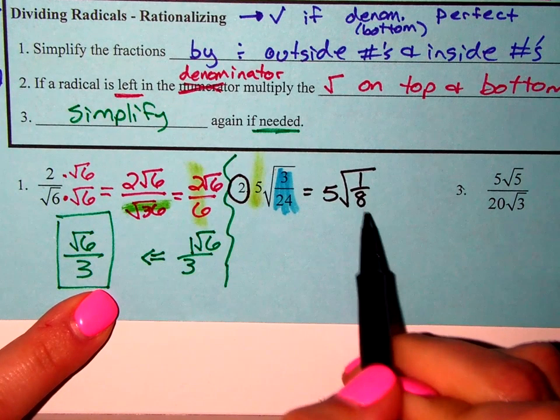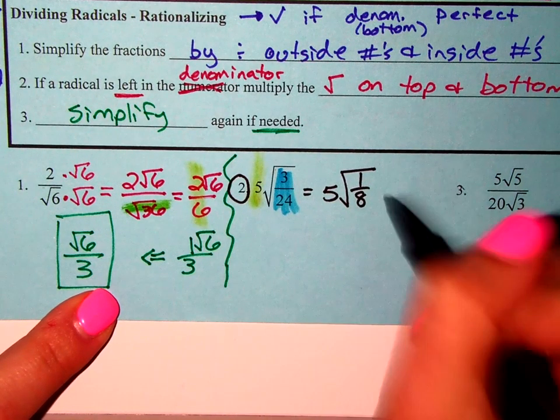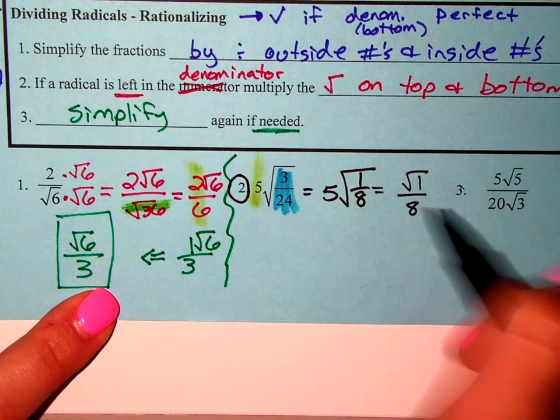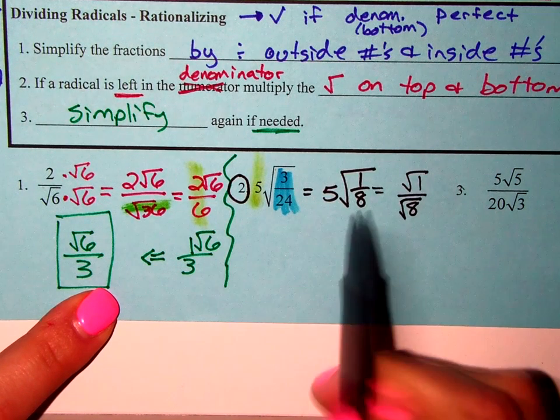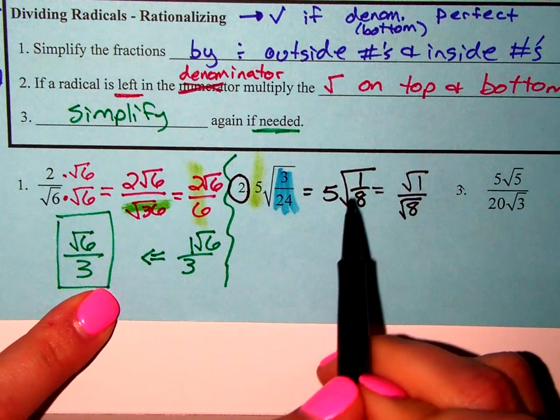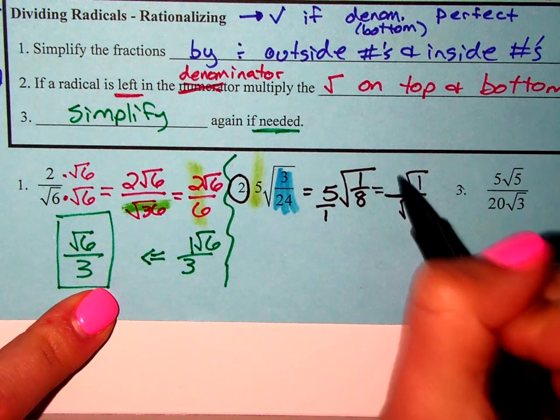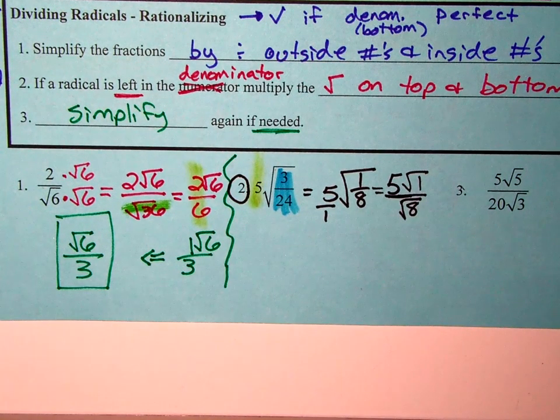Now remember, this is really like saying the square root of the top over the square root of the bottom, and then we have to decide where this 5 would go. Well, if I made the 5 a fraction, wouldn't it be 5 over 1? Which tells me the 5 goes in the numerator. Are we okay? Hopefully.